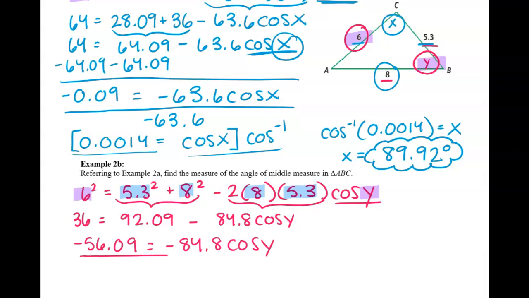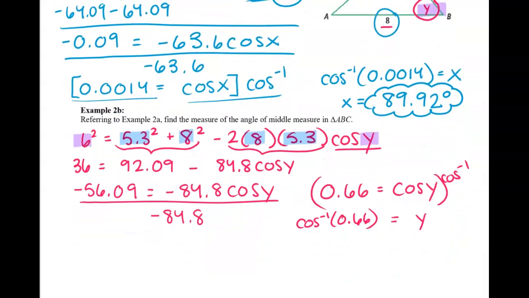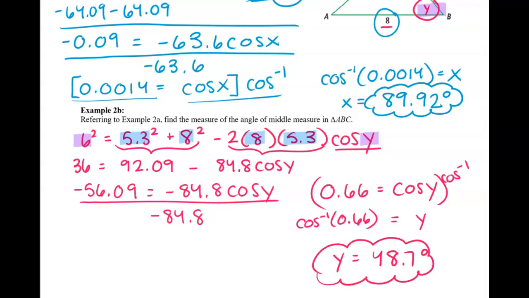To isolate cosine of y, divide by negative 84.8. So on the left side, we have 0.66. On the right side, we have cosine of y. Let's get rid of the cosine with inverse cosine. So we end up with y on the right side because cosine and inverse cosine cancel. Inverse cosine of 0.66 on the left side. If you put that into your calculator, inverse cosine of 0.66 is 48.7 degrees. And that's it.